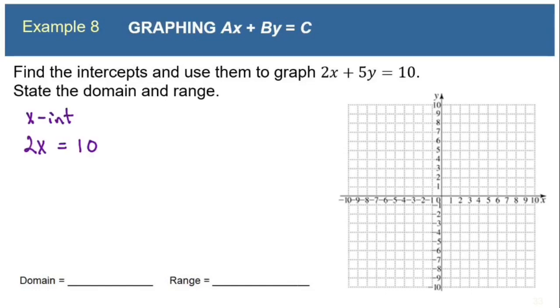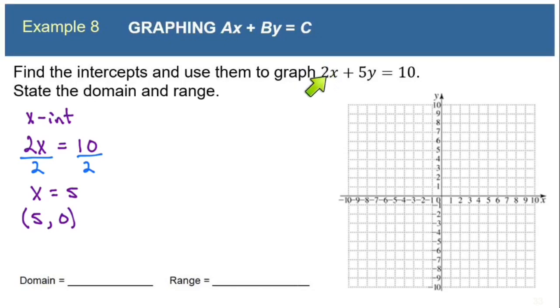So I'll start by finding the x-intercept, and that means the y term is going to become 0. So to find the x-intercept, I'll have 2x equals 10, and then divide both sides by 2, and I'll have x equals 5. So the x-intercept is 5, 0, because remember we plugged in 0 for y, so we know the y-coordinate is 0.